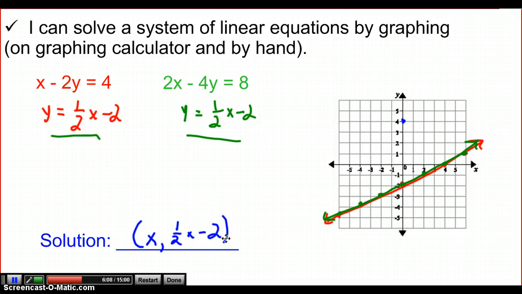And what this is saying is the solution set is the set of all values where you have the ordered pair x, and then the corresponding value would be found by doing 1/2 times the x value minus 2. Note, infinitely many solutions is also incorrect because that is the number of solutions, not what the solutions are.